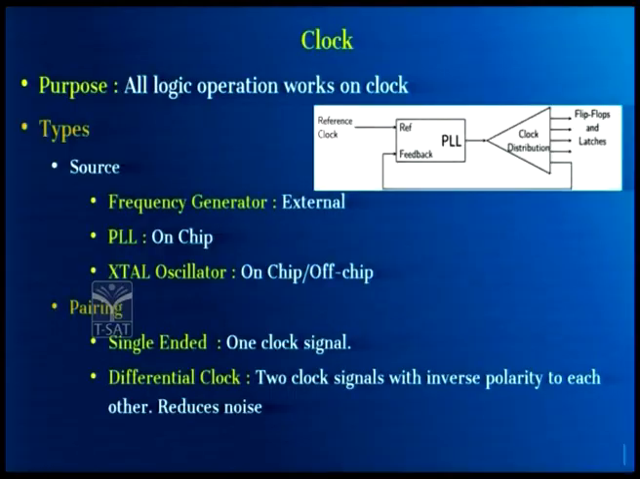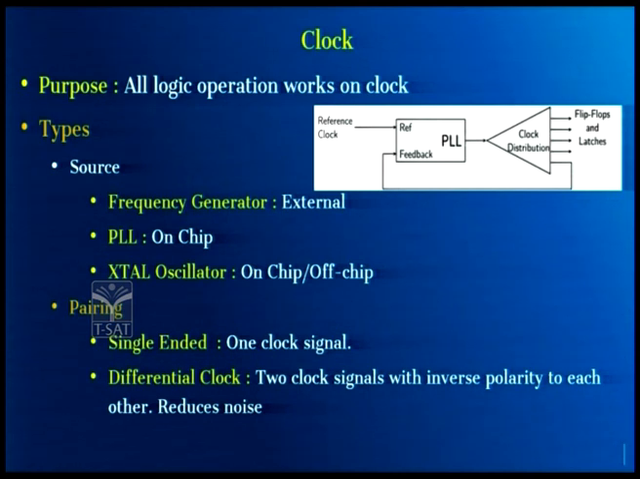Earlier, the requirement was for slow speed clocks, and the interface requirements were not much. But given the current scenario, we have a requirement to perform a lot of high speed operations, so there is a requirement to have a high speed clock. Based on the source of the clock, we can classify them into multiple types.